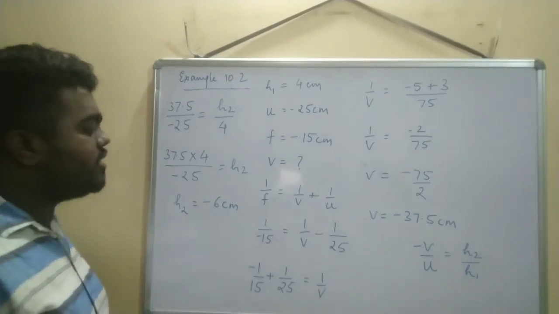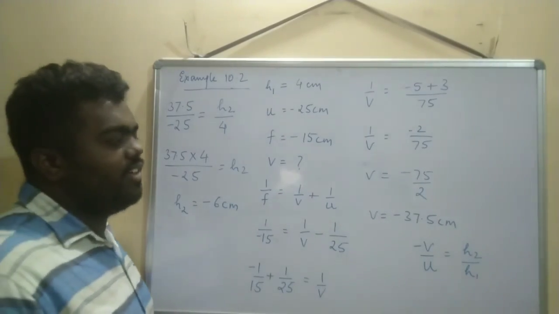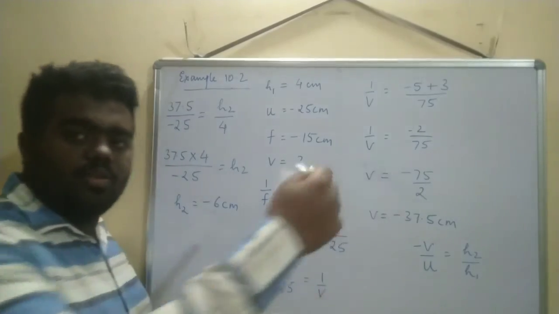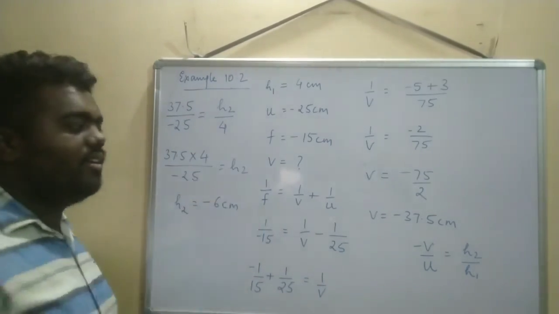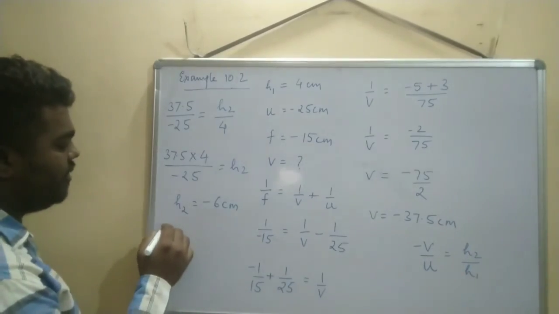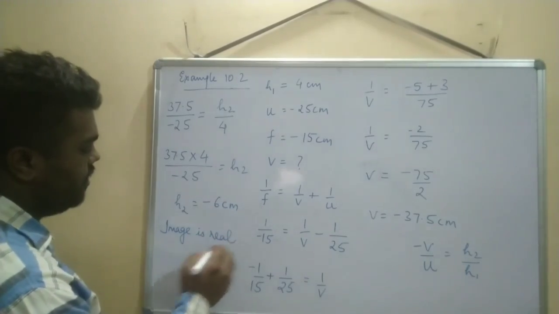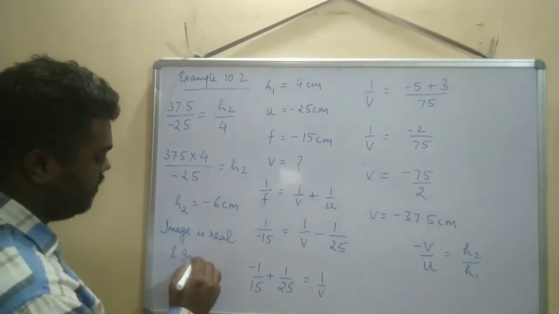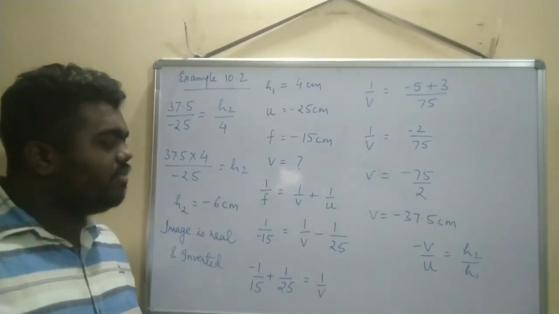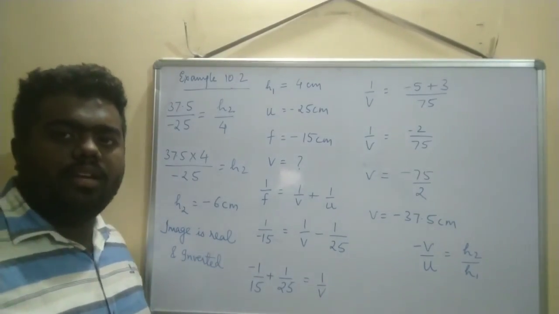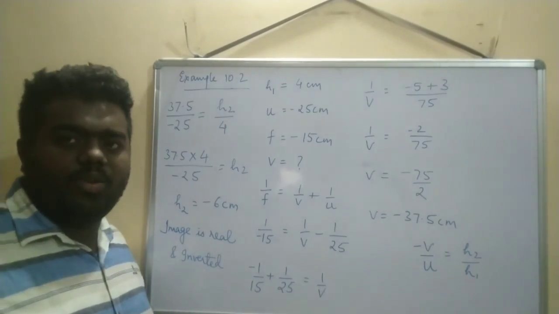Minus 6. This minus sign shows that the image is real and inverted. Actually, it is formed on the left side so it is real, and since there is a minus sign it is inverted, formed upside down. So we will write that the image is real and inverted. Fine. So we have done both types of questions. We will keep the class till here. Thank you.